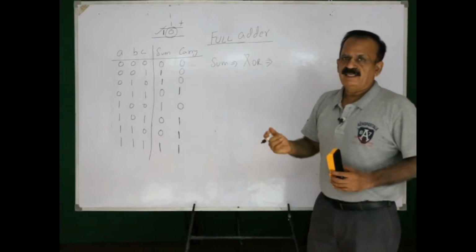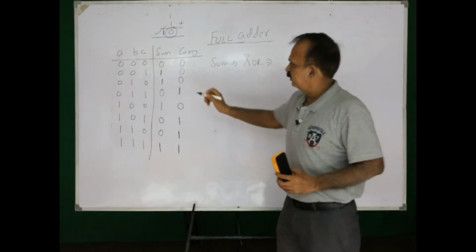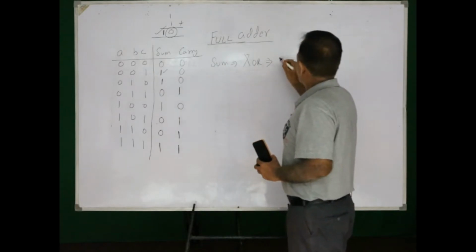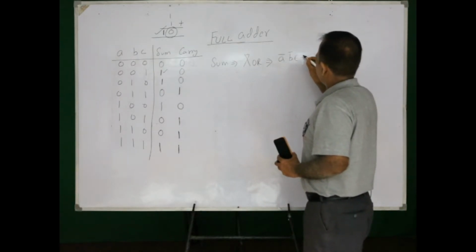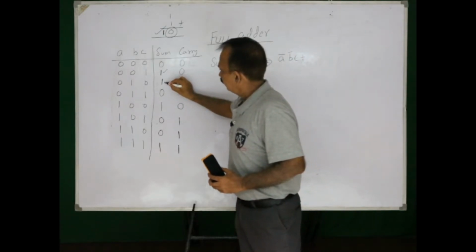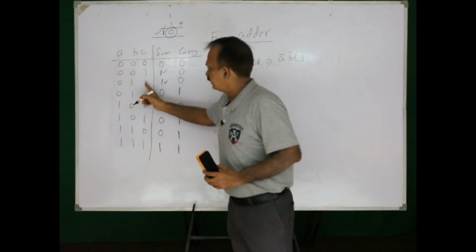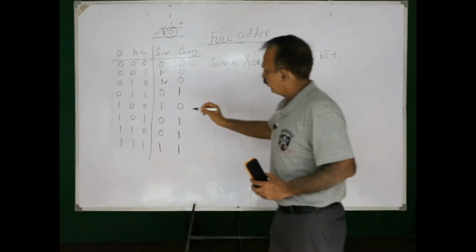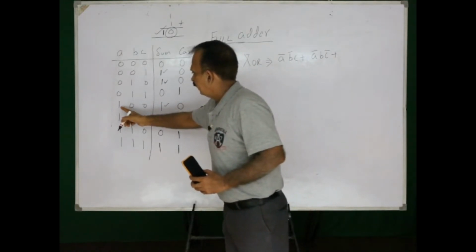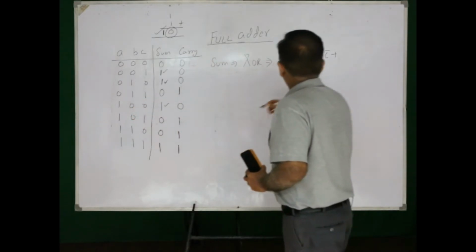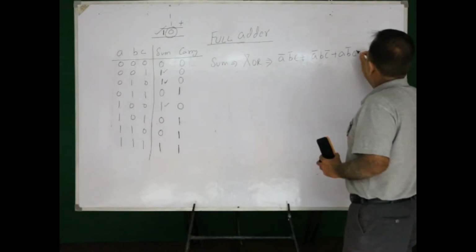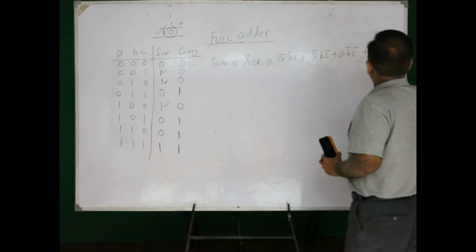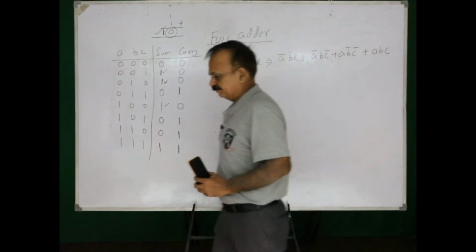We can even have the expression in the form of sum of products. The output for this will be A bar B bar C. I think the expression is A bar B bar C plus this one, A bar B C bar. The next one is A B bar C bar, and I hope the last one is A B C.